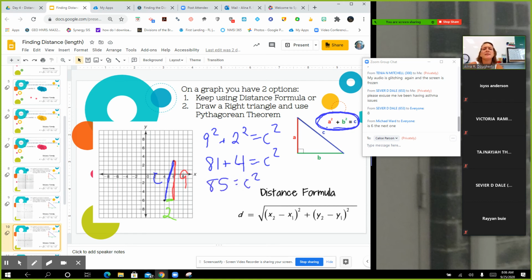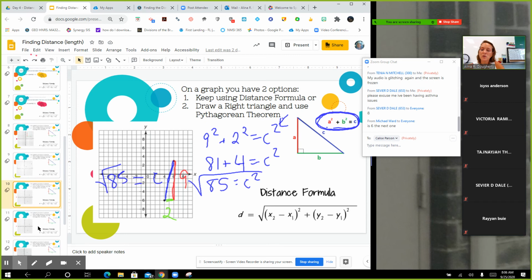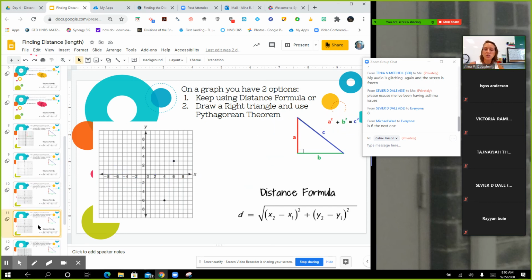And then what's the last step? How do I get rid of that square right there? Take the square root. Beautiful. So C is going to equal the square root of 85. Now, again, if you don't like this method on the graph, you can definitely find your 2 points and plug them into the distance formula. We've already practiced that, so I don't really want to spend a lot of time on it. Let's do 2 more of these and see if we can figure them out.